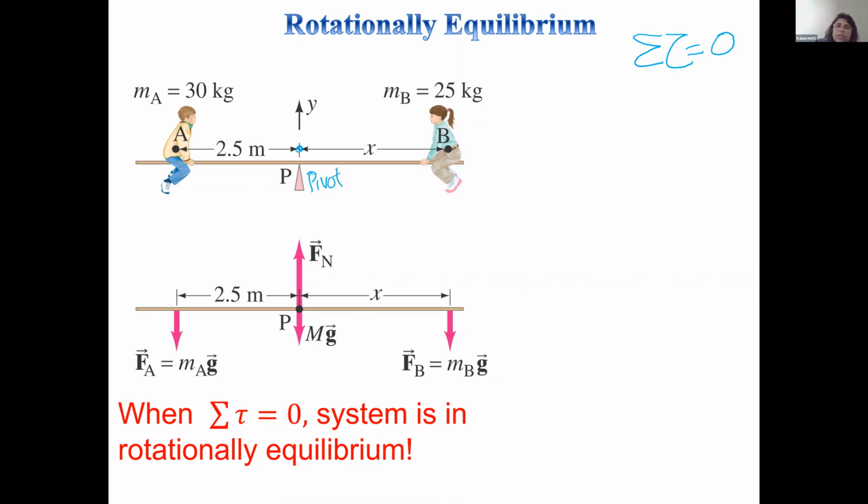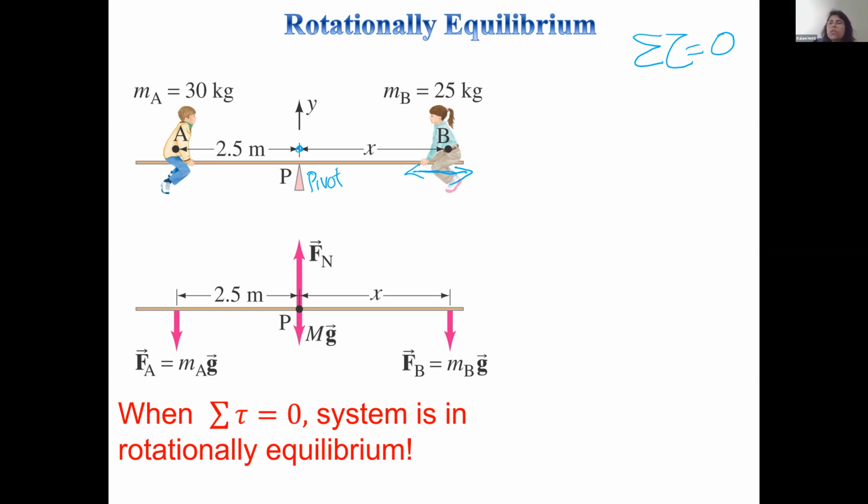Now this girl needs to adjust the sitting distance from the pivot point to make the seesaw horizontal. Otherwise, you're going up and down, right? So I need to make the seesaw horizontal. The distance that the girl needs to sit, we're going to call x. Then we're going to calculate x, right?